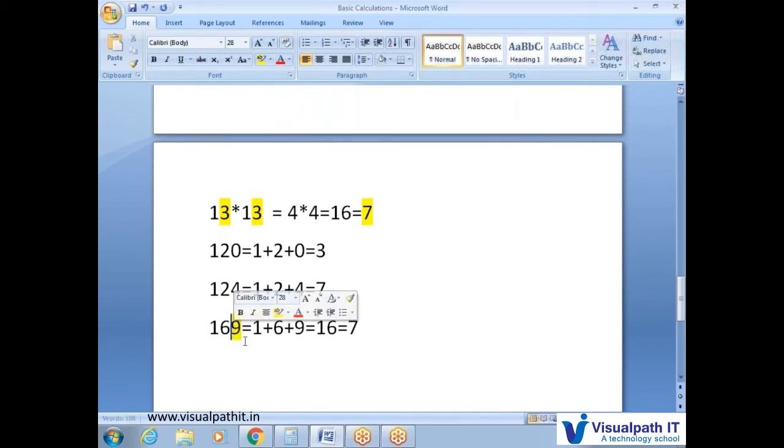Clear all of you? So this is the digital root and unit digit method. So which one is the correct option? Option C is the correct answer. Clear all of you? So this is the digital root and unit digit method.